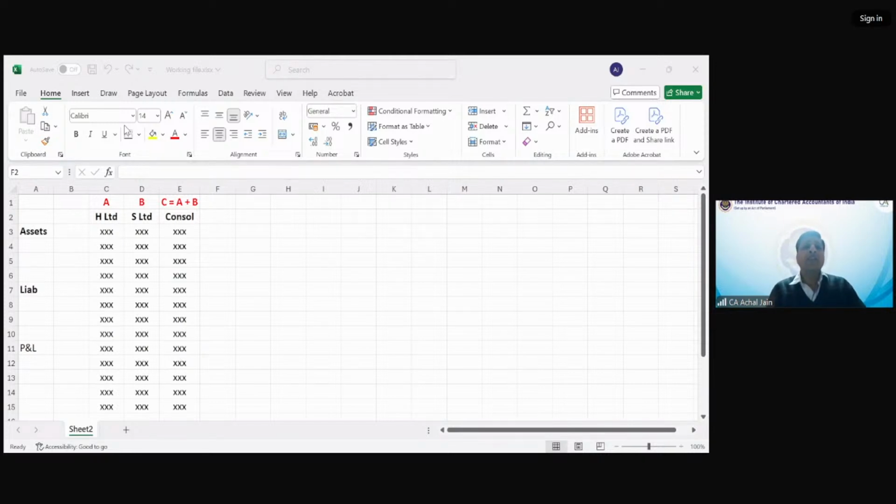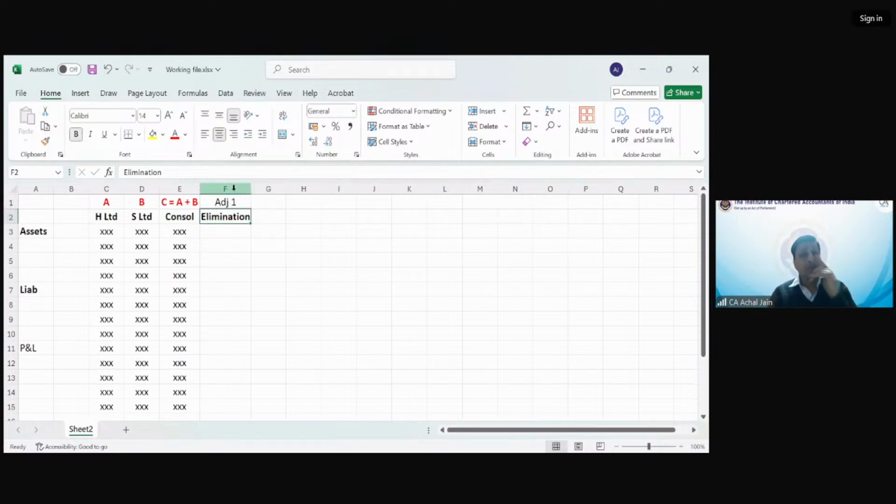Tell me, will it be appropriate to keep those balances? What do you think? Pranav says no. Hardik says no. We need to knock it out, means you need to eliminate that. So that's why every time you do this line by line addition, what is it that you will need? First adjustment, or you can say adjustment one. And that will be about elimination. Elimination of what? Elimination of intercompany balances, elimination of intercompany transactions.